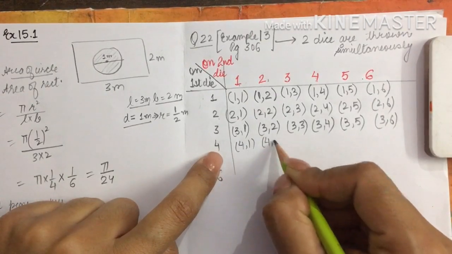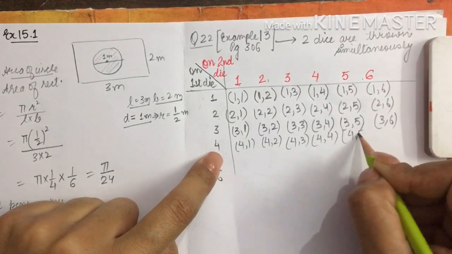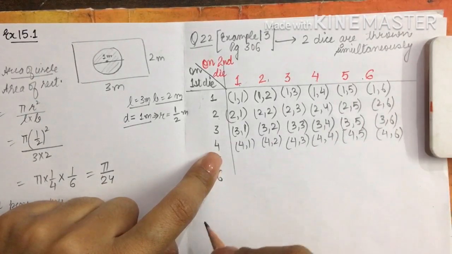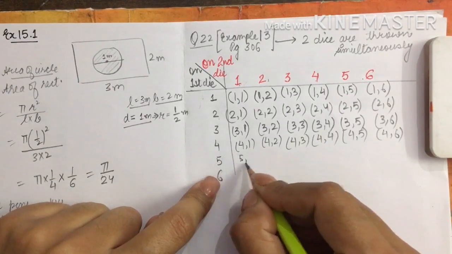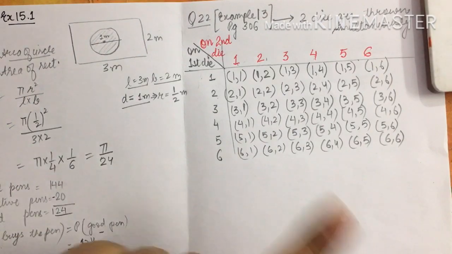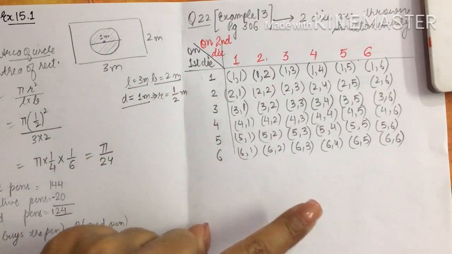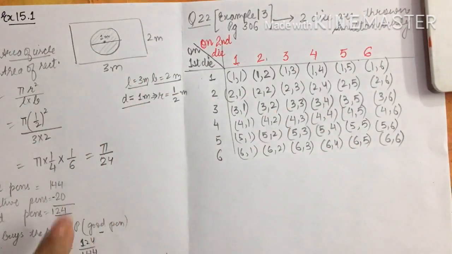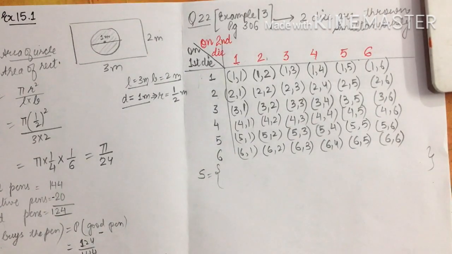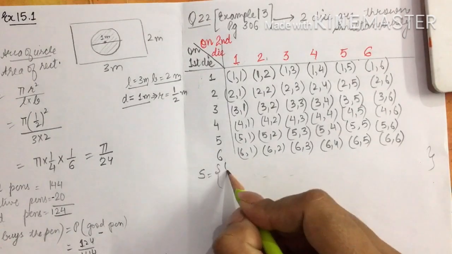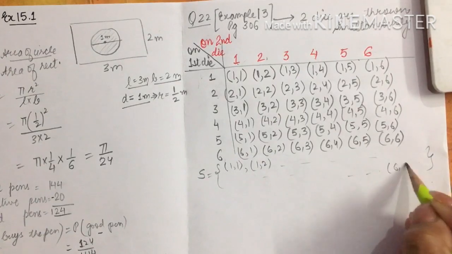So 4, 1, I'll just quickly write this and we'll continue. So I have written all the possible outcomes. Because we were doing it for the first time, I have made this table. You could directly write these outcomes in curly brackets by denoting it with S and inside curly brackets. So this is how you'll be listing, this way: 1, 1, 1, 2, so on up to the last one.